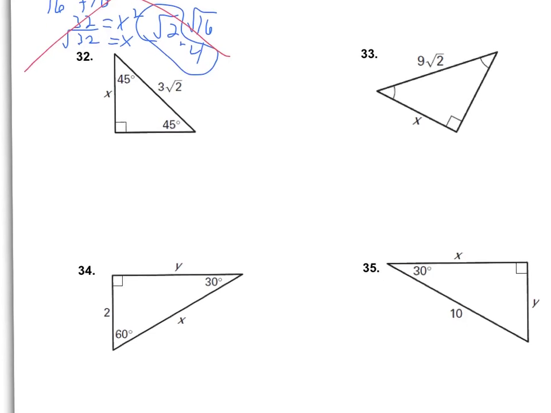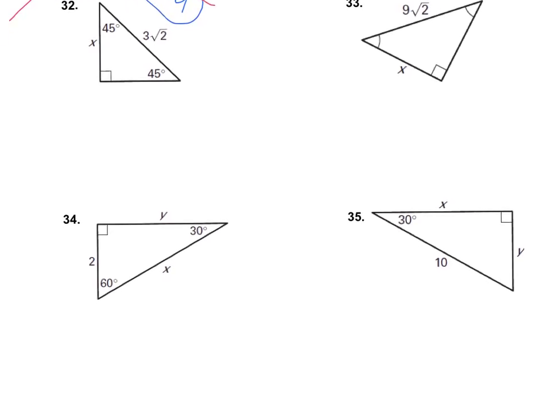Now, number 32, this is kind of the opposite situation. We do have a 45, 45, 90 triangle, but we don't know what the leg is. We know the hypotenuse. Whatever the leg is, if you times it by radical 2, it will equal 3 radical 2. So you can set up a little equation, or what you're going to end up doing to get x by itself is dividing by radical 2. In this case, the radical 2's cancel out and we just get 3.